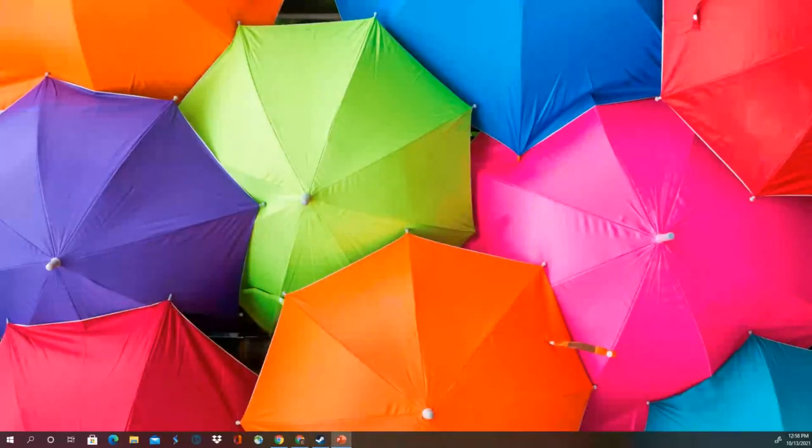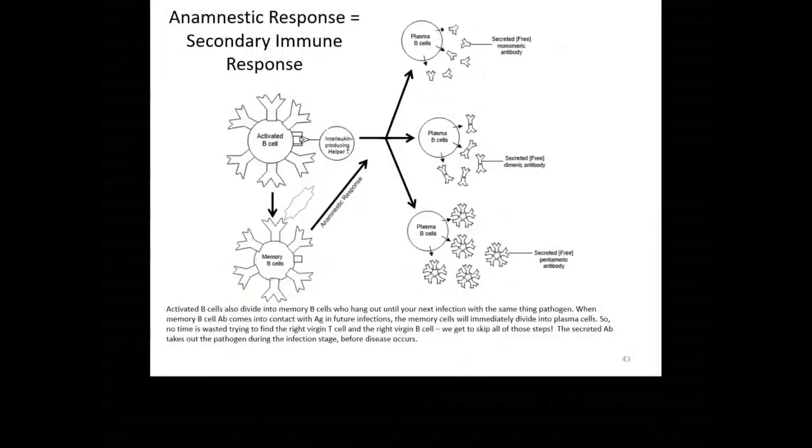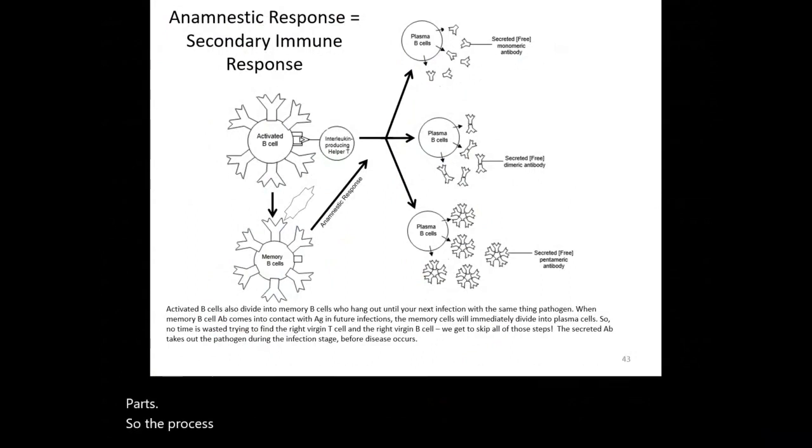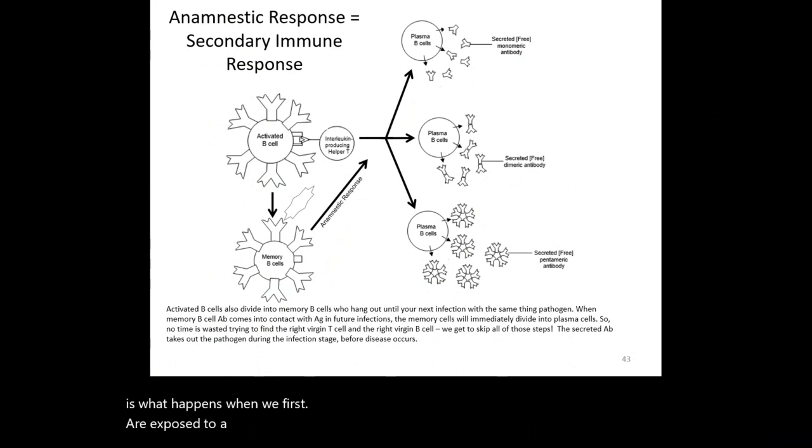This video is going to be all about our anamnestic response, which is called our secondary response. So the process that we just went through was all part of our primary immune response, which is what happens when we first are exposed to a new pathogen.